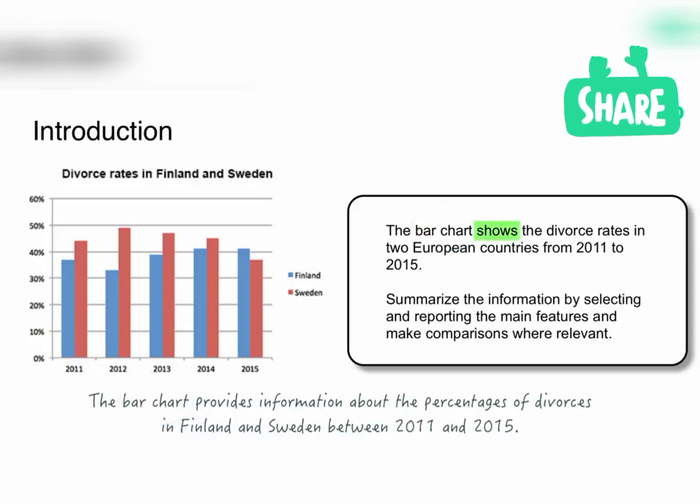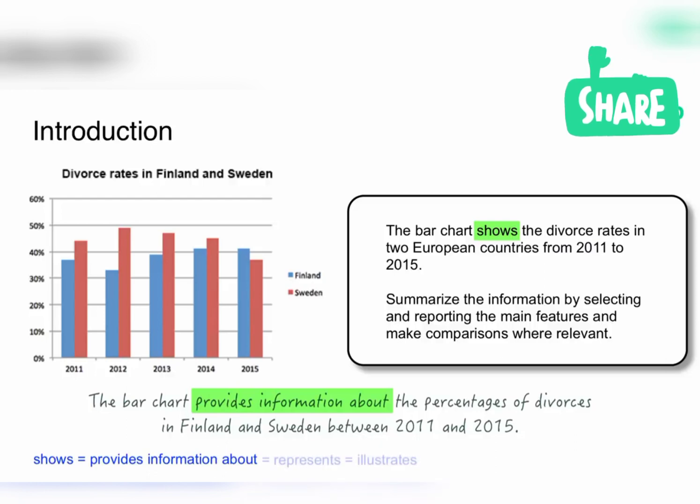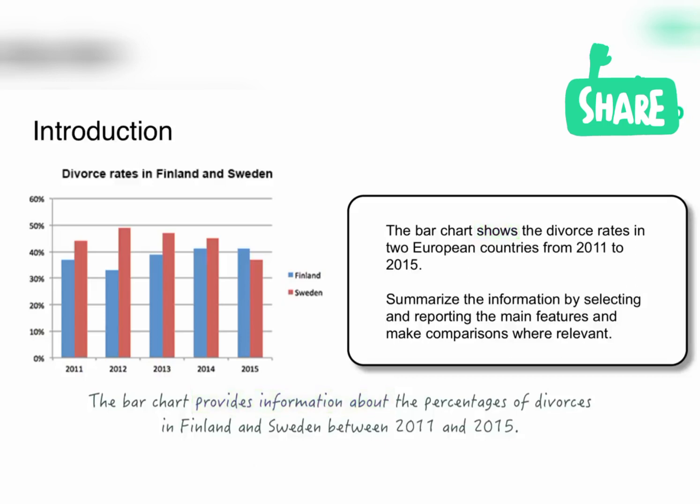Next we have the verb shows, and verbs can always be paraphrased. In our case, the verb shows was replaced by provides information about. We could also use such synonyms as represents or illustrates. Instead of the phrase divorce rates, I use the phrase percentages of divorces. After that comes the phrase in 2 European countries.